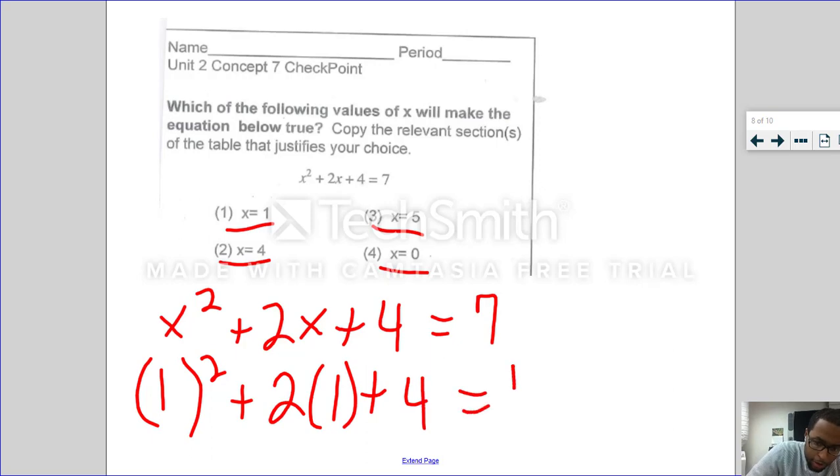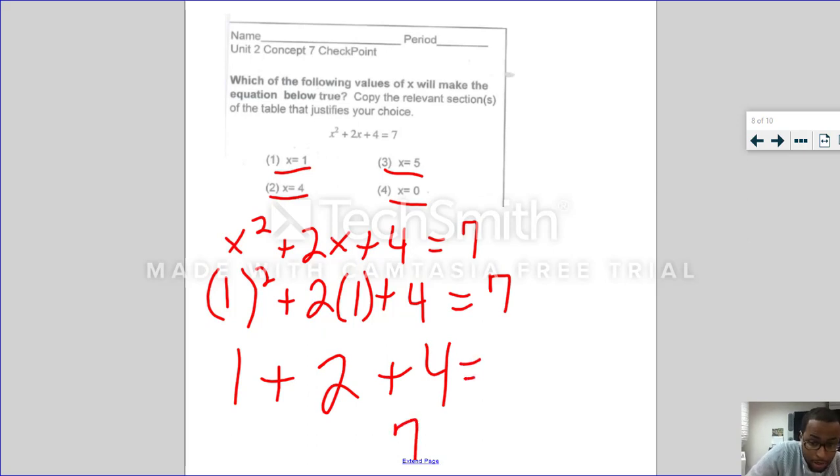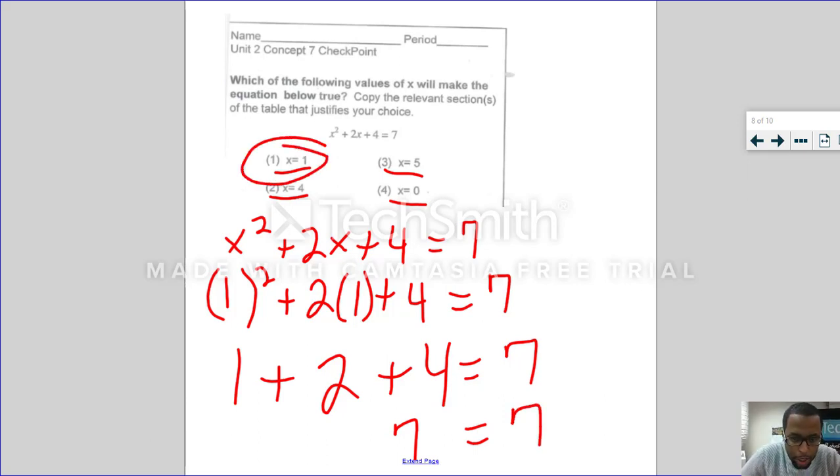And then if I do the work right, it's going to equal 7. If I do the work wrong, it's not going to equal 7. 1 squared is 1, plus 2 times 1 is 2, plus 4. 1 and 2 is 3, 3 and 4 is, I got it right, it's 7. So my answer to this first question is actually A. If I did the work and it didn't work, then it wouldn't equal 7.